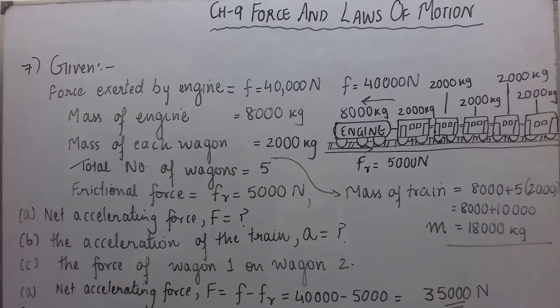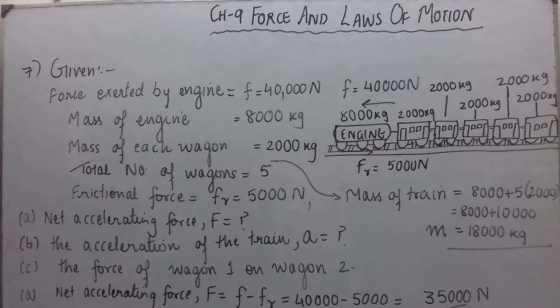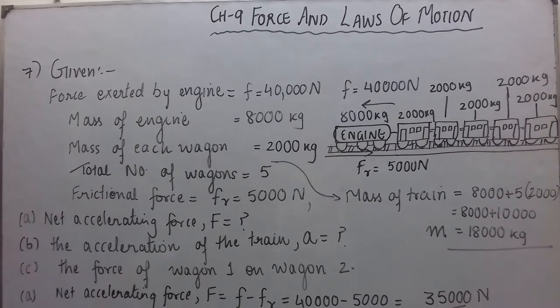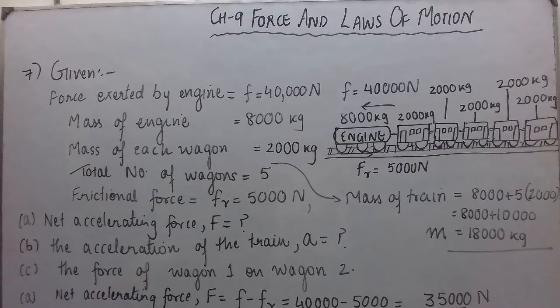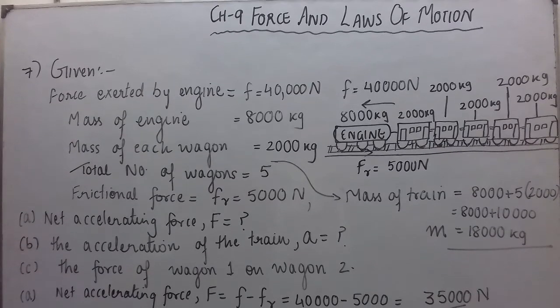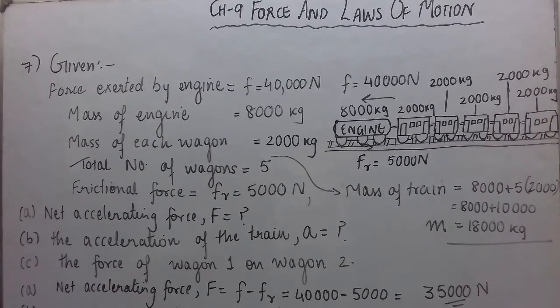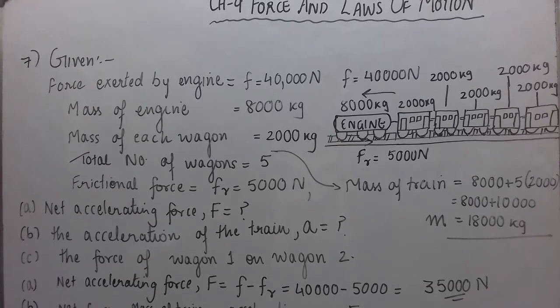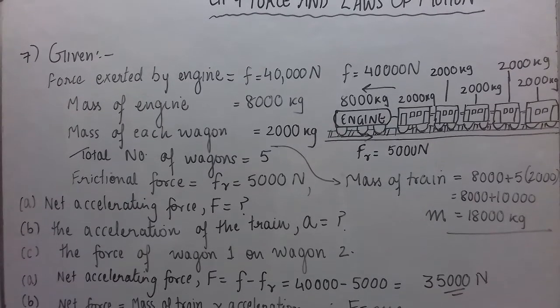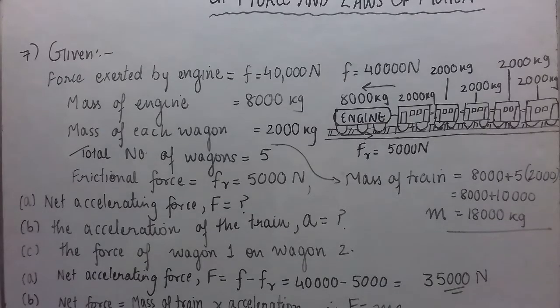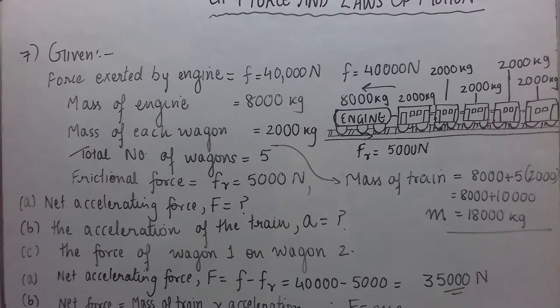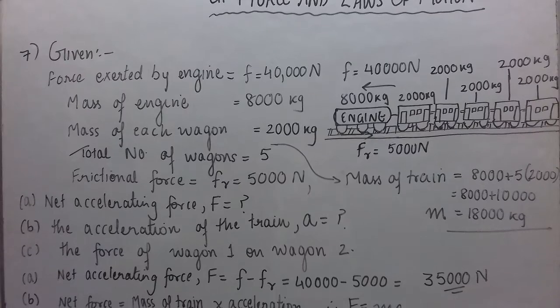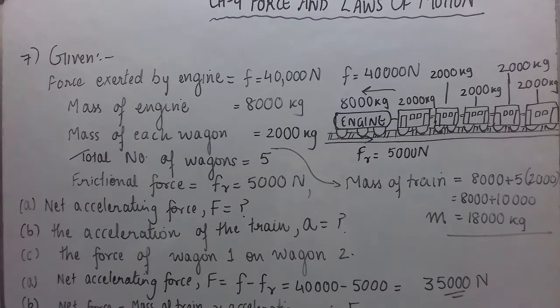An 8000 kg engine pulls a train of 5 wagons, each of 2000 kg, along a horizontal track. If the engine exerts a force of 40,000 Newton and the track offers a frictional force of 5,000 Newton, then calculate 3 things: A. The net accelerating force, B. The acceleration of the train, and C. The force of wagon 1 on wagon 2.